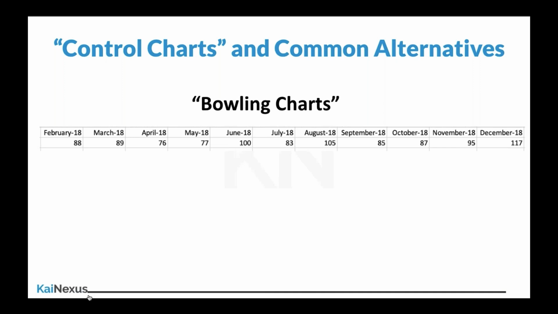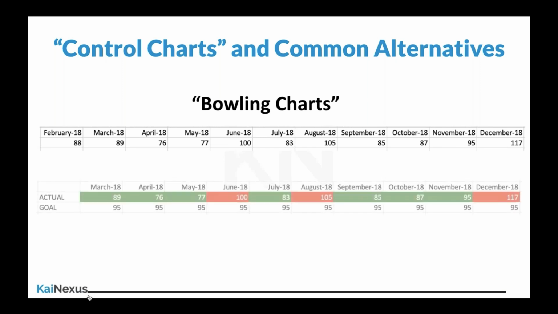But when we list a table of numbers, it's really unfair to expect people to detect trends or meaningful variation in a list of numbers like this. We see, oh, well, February 18 is lower than December 18th, so I think we're improving. It's hard to tell. Sometimes people color code bowling charts, and we may be comparing each number to a goal.